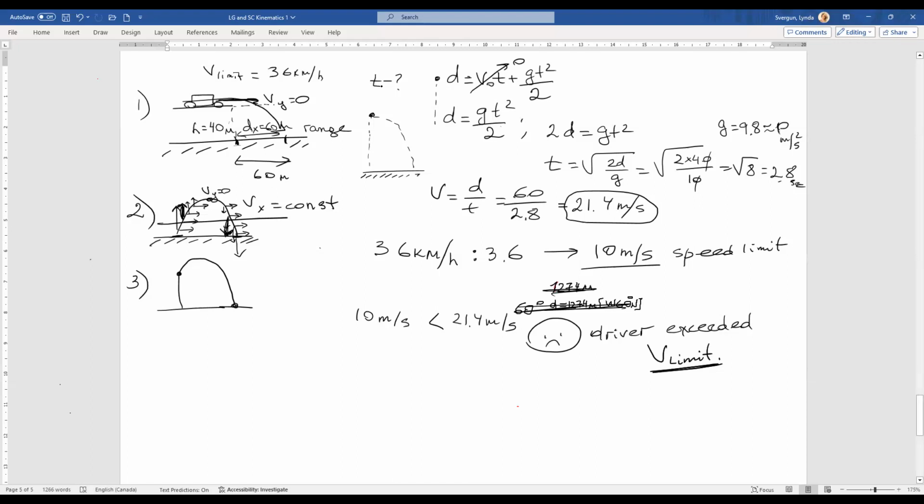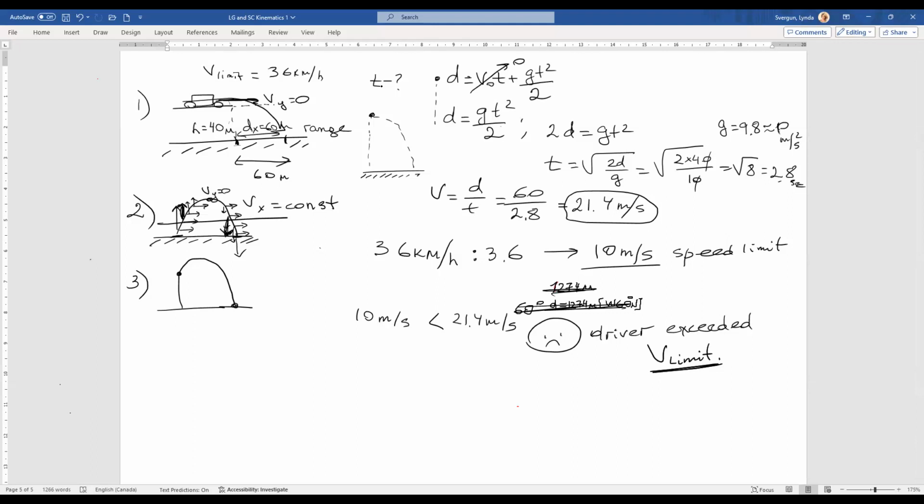So if you find the time to go down those 40 meters, we can find the speed to pass this horizontal distance. Horizontal distance divided by time of flight gives you speed, and you compare with the speed limit. So whether the person was speeding or not.